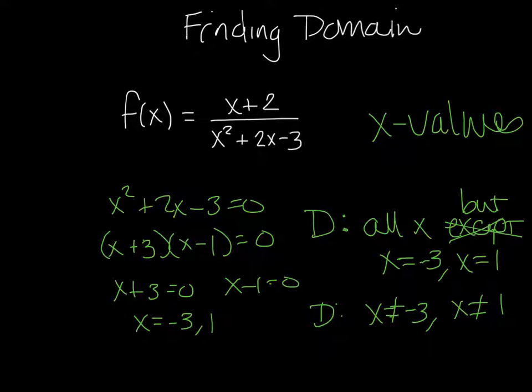Again, domain has all x values that do work. Because we're working with a fraction, the only time a fraction doesn't work is if the bottom is equal to 0. So that's what we focus on. When does the bottom equal 0? Because that's the x values that do not work. And so it's everything but those in the domain.